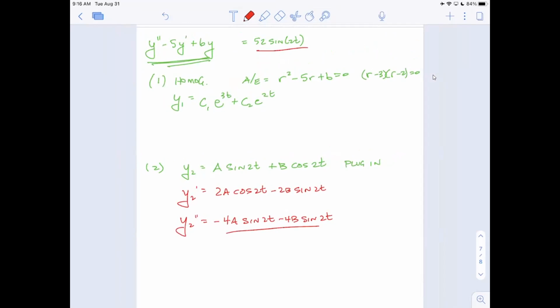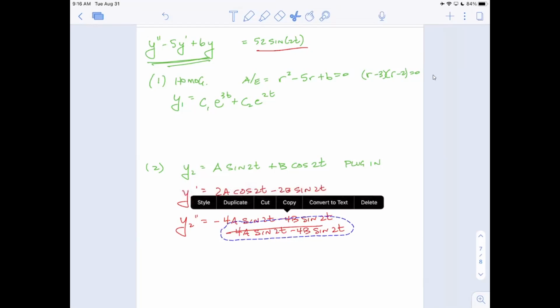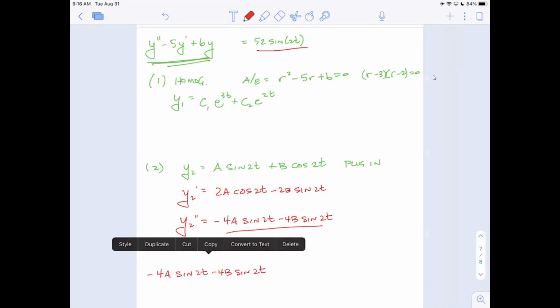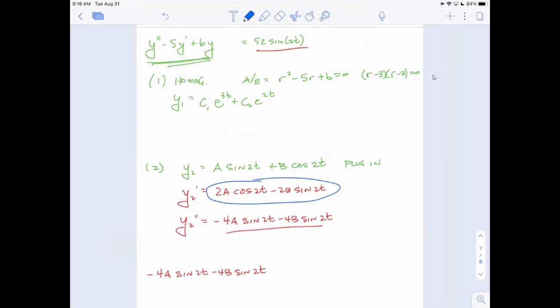So let's see, I need these, which I'm just going to copy since they aren't multiplied by anything. So there's my y double prime. And then minus 5 of these, so that'd be minus 10a cosine of 2t's. Be careful here, minus 5 minus 2 is plus 10b sine of 2t's. And then finally, plus 6 of these. So plus 6a sine of 2t's, plus 6b cosine of 2t's.